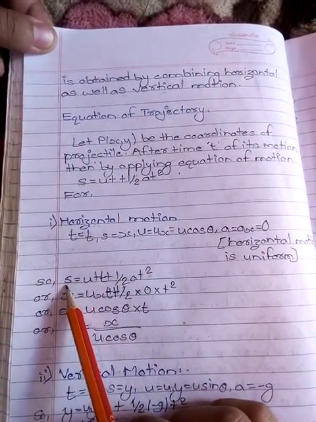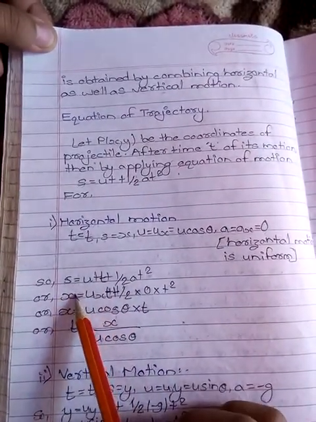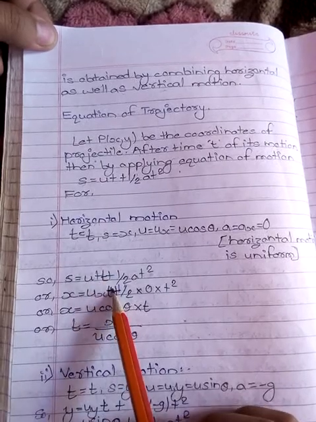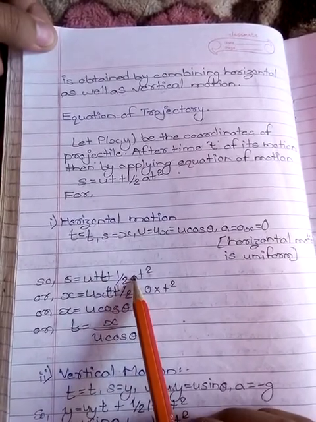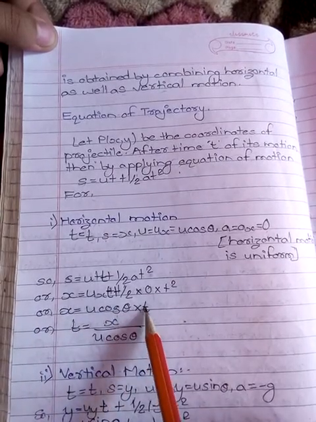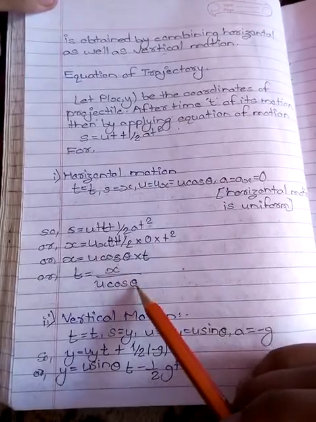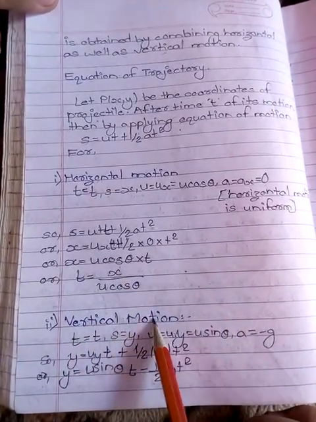Now we will just put the values in the s is equal to ut plus half at square formula. s will be x, u will be ux, t will be t, half, and a will be 0, t square, and then it will come x is equal to u cos theta into t. Then we will go for vertical motion.